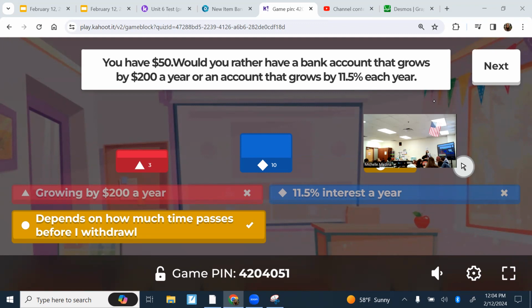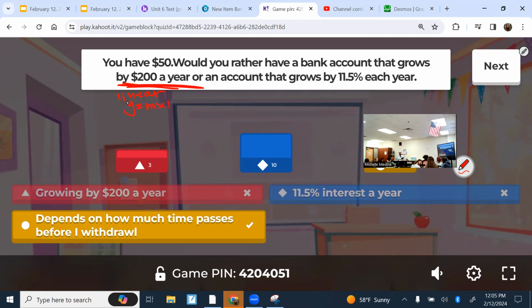So for the test, you do need to make the equations at some of the points. So let's practice making the equations right now. If we have an account that grows by 200 a year, does that follow more of a linear pattern or an exponential pattern? Linear. And our linear functions are in what format? The equations for linear functions. Y equals mx plus b.